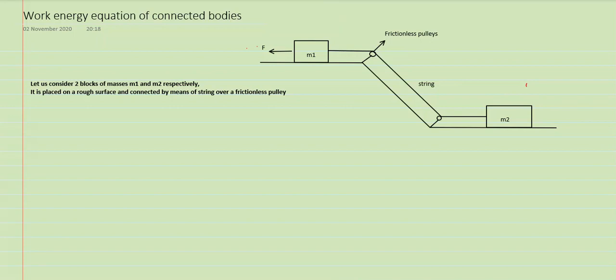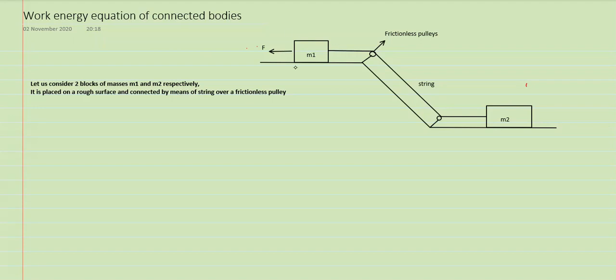Today we are going to discuss the work energy equation for connected bodies. What are connected bodies? You see in this figure we have two blocks. Number one is mass M1, another one is mass M2. These two blocks are connected by means of a string.